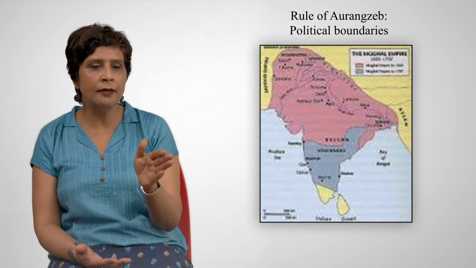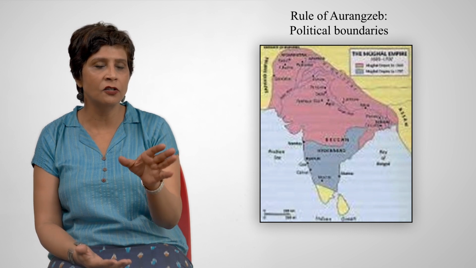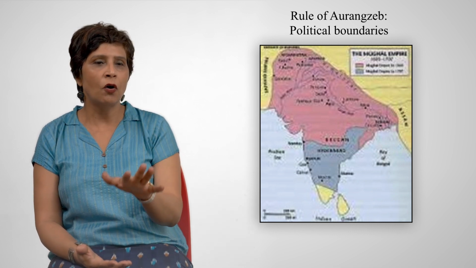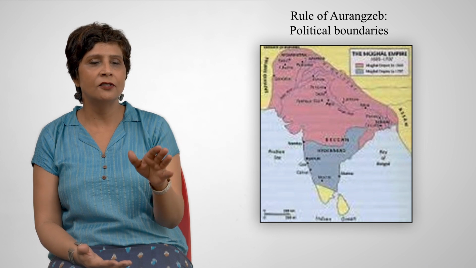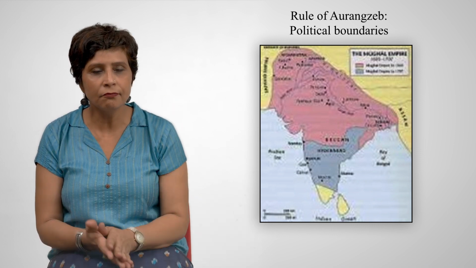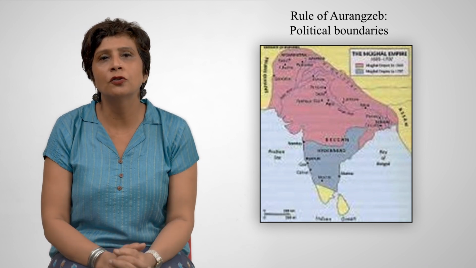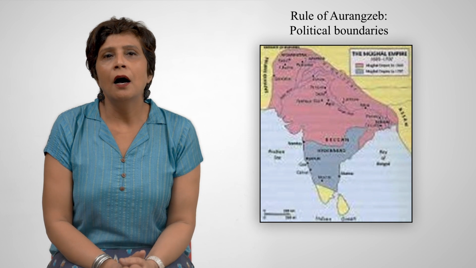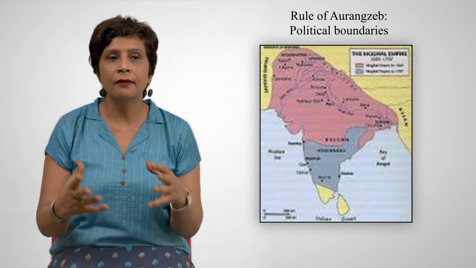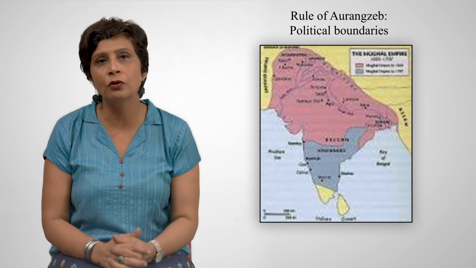So it's only the tip of Kanyakumari and part of Kerala that is left untouched by Aurangzeb. Otherwise, he has ruled almost from the extreme northwest to Karnataka and to the southernmost regions of India. So he had a large number of Hindus and Muslims and Christians under his rule.